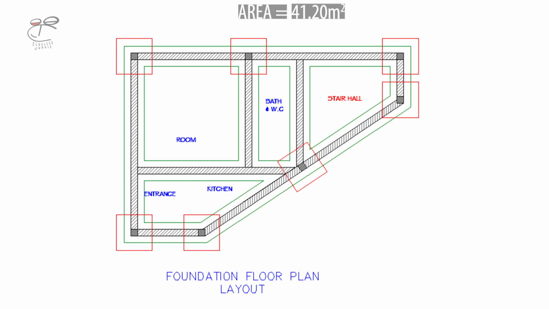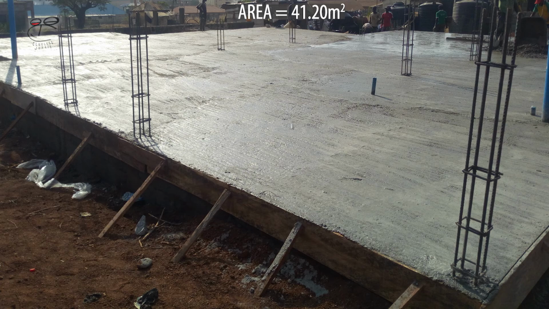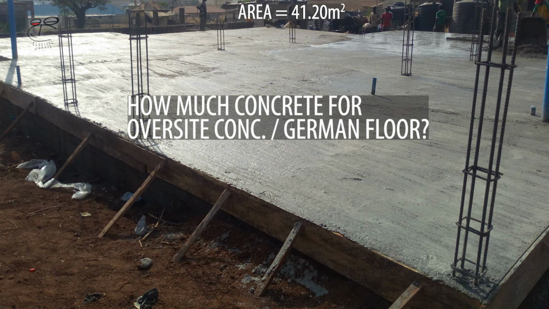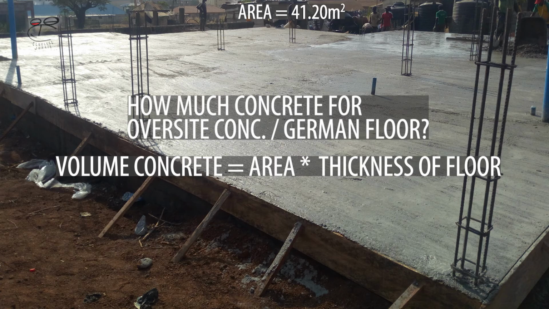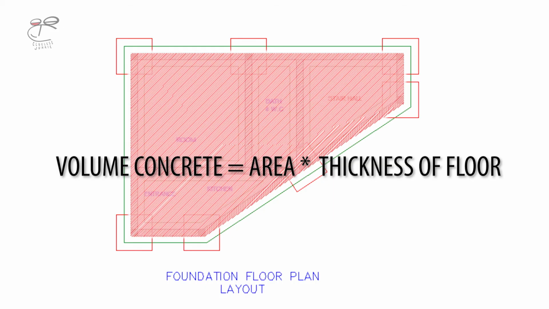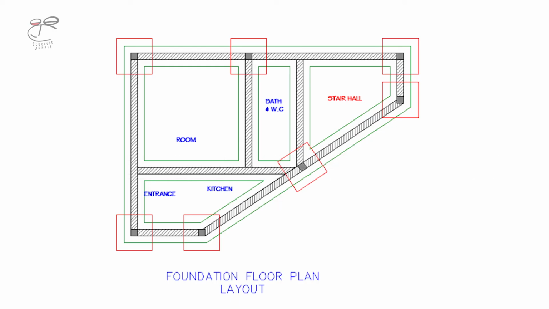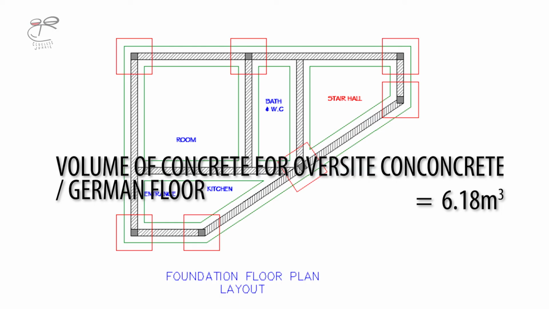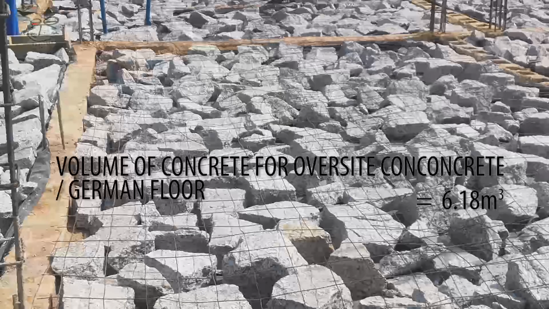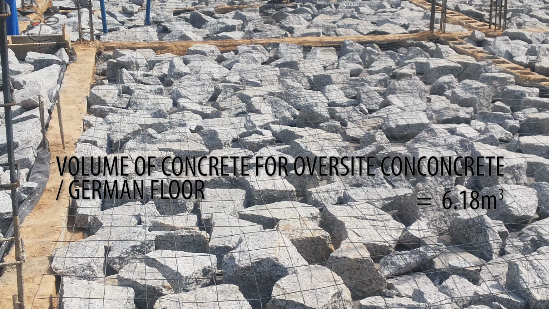So to get the volume of concrete that will be needed to cast the oversite concrete or the ground floor, that also requires having the area noted down, and the thickness of the floor. In this case, we're going to be going for like 0.15 meter for the thickness. It could be more, so we'll do the area of the floor plan, which is 41.2 by 0.15 meter, and that gives 6.13 cubic meter. So that's the volume of concrete that will be required to cast a building plan of this size.